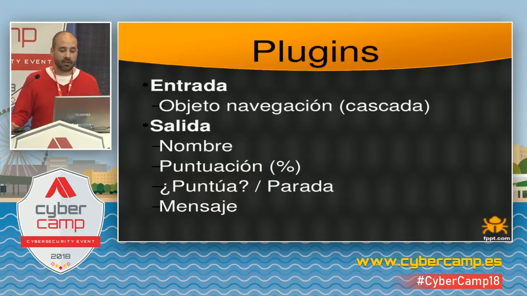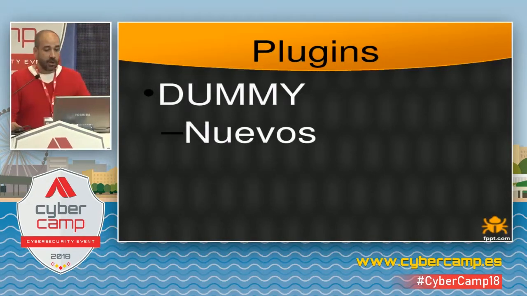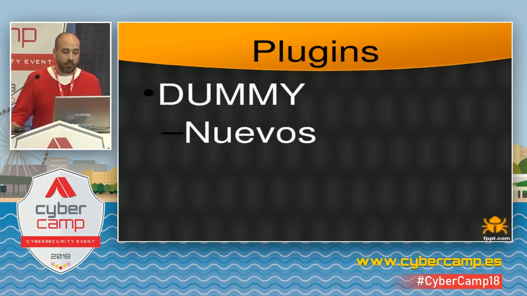What's the idea for plugins? The input is an object in cascade, just in case information has to be shared. At the output, we would have the name and the score as a percentage, seeing if that truly scores or not, and also if the plugins have to be stopped, and then an area for messages for human interpretation.